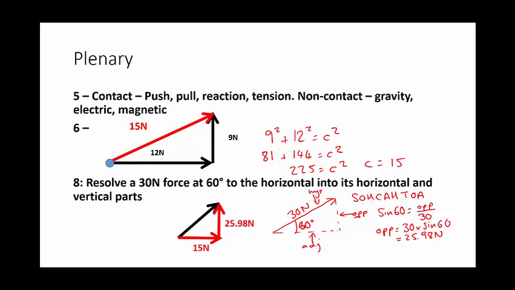Then to find the adjacent, we've got the hypotenuse and the adjacent, so that's a and h, which means we're using cosine, or CAH. So cos of 60 is equal to adjacent over the hypotenuse, which is 30. Again, we rearrange it, and we get the adjacent is equal to 30 times cos 60. And that gives us an answer of 15 newtons.